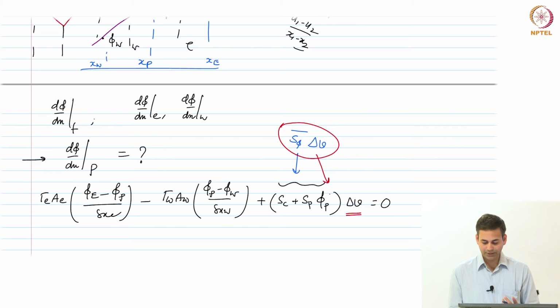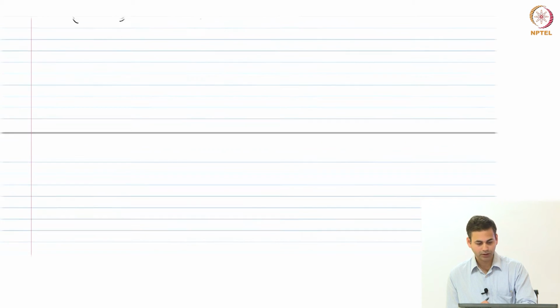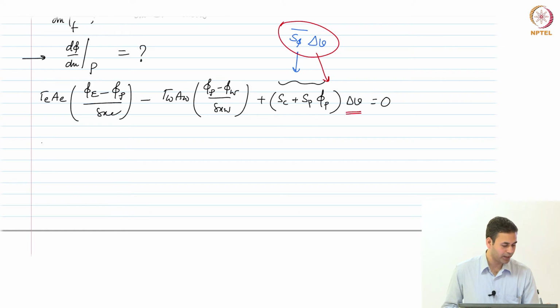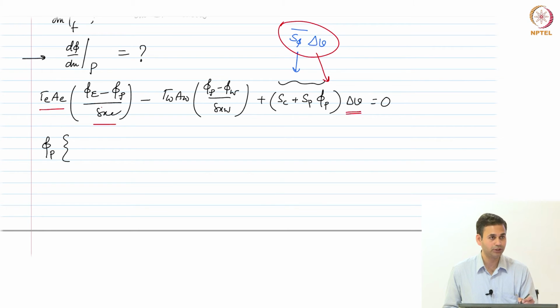Alright, let us now rearrange all these terms in a form that looks more appealing. We collect all the coefficients for phi P. The phi P coefficients are gamma east A east by delta xe, with a minus, so we send this to the right hand side. That would be phi P times gamma east A east by del xe, and then we have another term here, minus gamma west A west by del xw, with a minus here. We are sending it to the right hand side, so this will be plus gamma west A west by del xw.